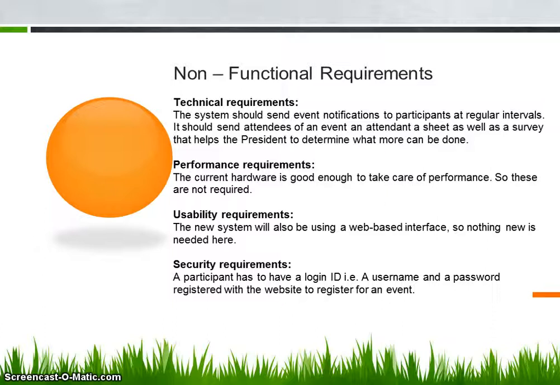So, what are the non-functional requirements? The technical requirements: the system should send event notifications to participants at regular intervals. It should send attendees of the event an attendance sheet as well as a survey that helps the president to determine what more can be done. Performance requirements: the current hardware is good enough to take care of performance, so these are not required. Usability requirements: the new system will be using a web-based interface, so nothing new would be needed here. Security requirements: the participant has to have a login ID, that is a username and password, registered with the website to register for an event.